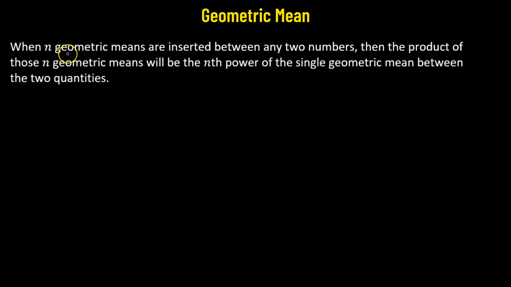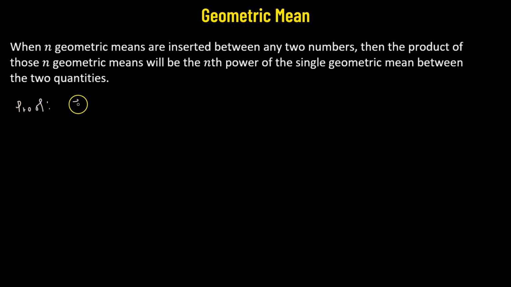So this is a statement which states that if we have n geometric means inserted between two numbers, then the product of those n geometric means will be equal to the nth power of the single geometric mean between the two quantities. So let's try to prove this statement.